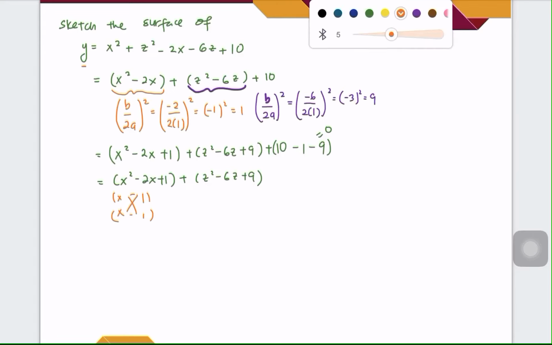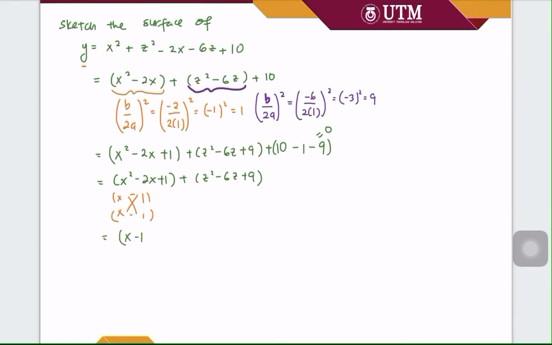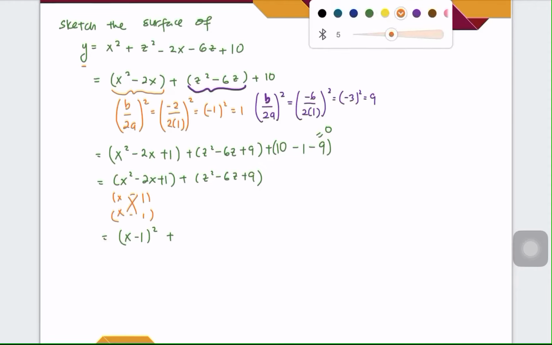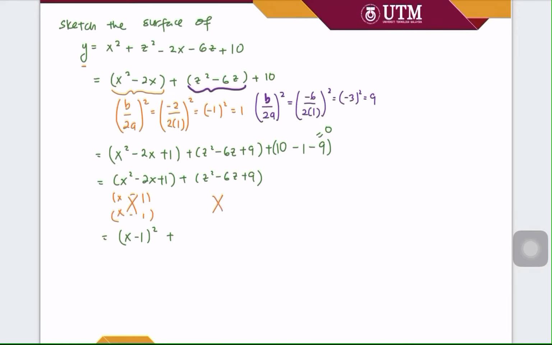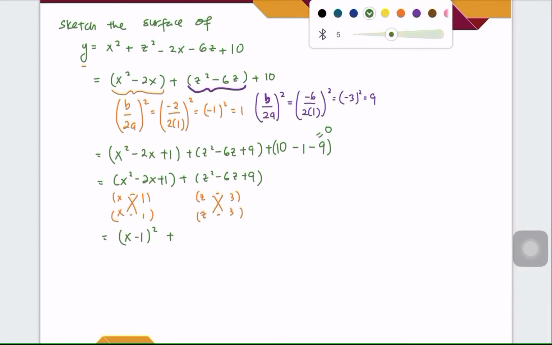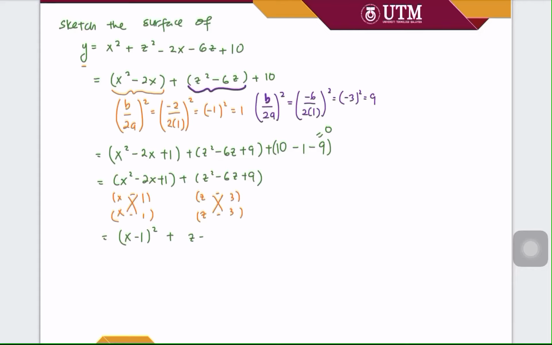Okay, so you will have your x minus 1 squared, plus, this time for that one you need to factorize as well. For z, 9 gives 3 because it's a square, so of course it will be the same. So minus. Your completed square will be z minus 3 squared. So that one is your factorization.